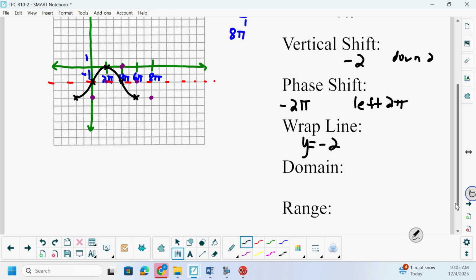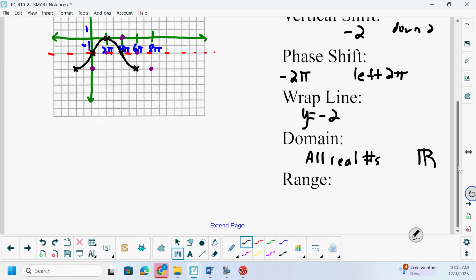Now we only drew one cycle of this cosine graph, but sine and cosine graphs actually go forever to the left and forever to the right. They just repeat that same cycle. So actually their domain is all real numbers. So you can either write all real numbers, or the symbol for all real numbers is a capital R with a double vertical line. And then our range, we go as low as -4 and as high as 0.